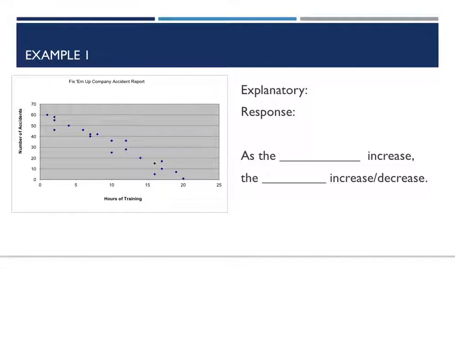So if we put some of these concepts together in a graph, the first thing we're supposed to do is identify what's the explanatory variable and what's the response variable. The explanatory variable is on the x-axis. The x-axis is identified as hours of training. So hours of training is the explanatory variable. The response variable is the y-axis. The y-axis is identified as the number of accidents.